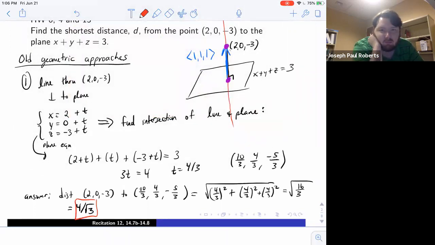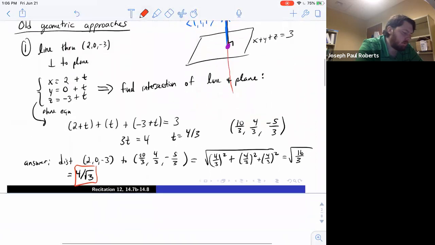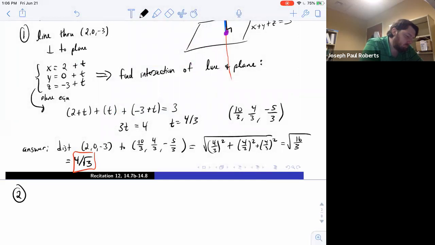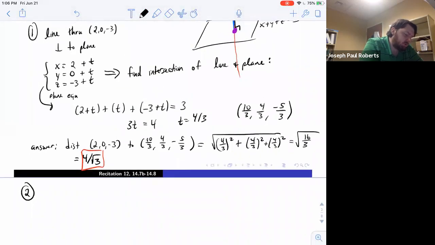So you can set up the perpendicular line and then find the intersection point of that perpendicular line and the plane, then do the distance between those 2 purple points. That's one way to do it. Okay, well, what's another way to do it? We could use vector projections.